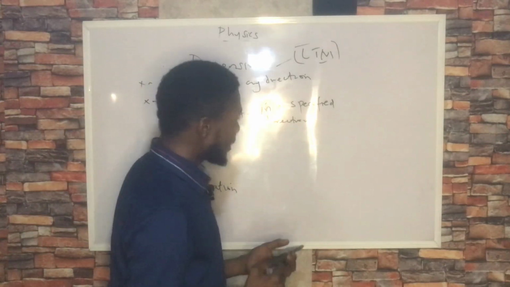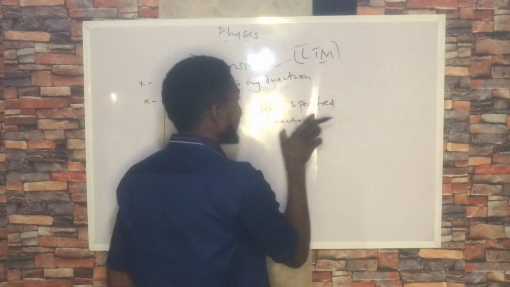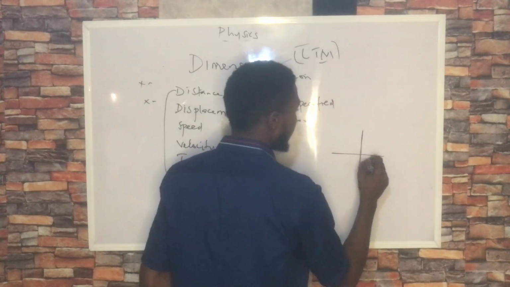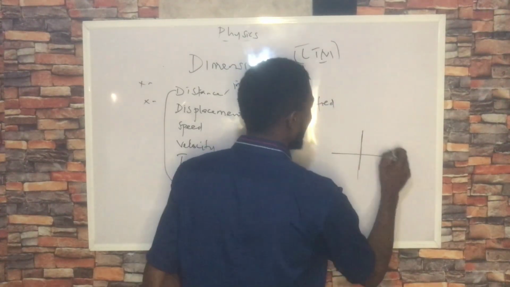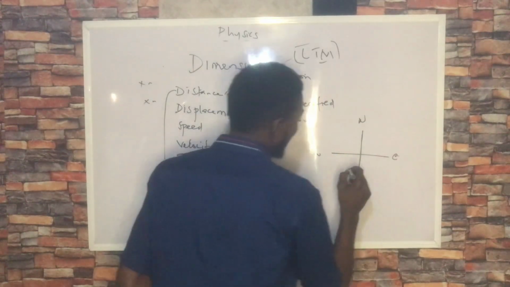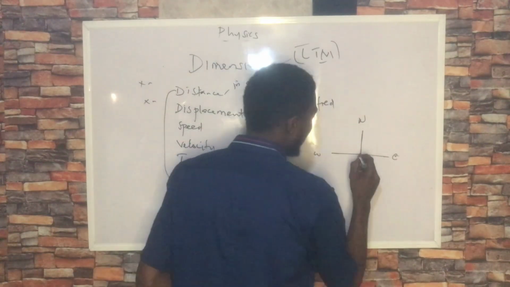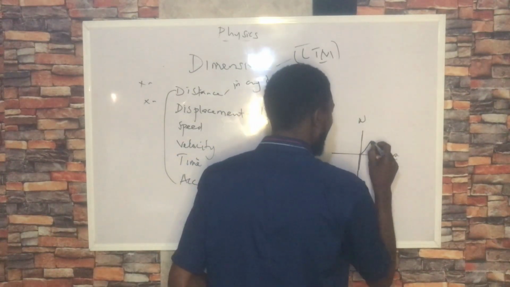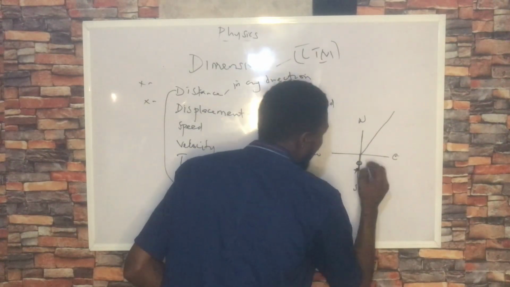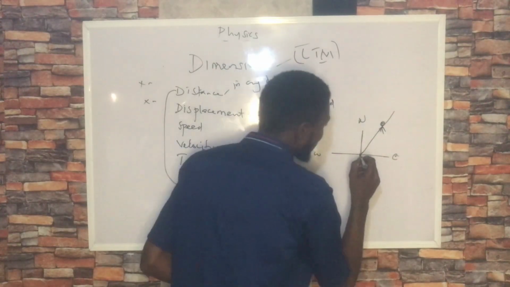But by definition, we have displacement to be a change in position of the body in a specified direction. What do I mean by specified direction? Let's say considering this cardinal point, normally we have north, south, east, and west. Assuming a body is moving from this point, then on getting to this place, it changes direction to this point. Now we can say the body has covered what?